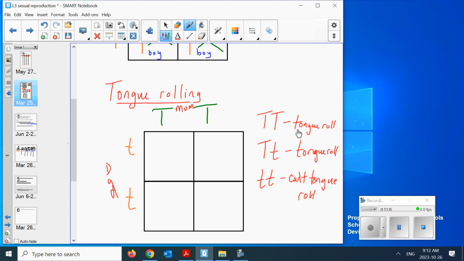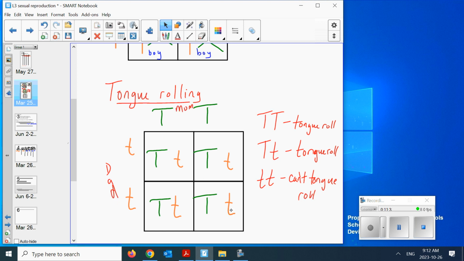In this particular case, the only thing mom can donate is a big T. I'm going to say, okay, big T for this, now combine with a little t from dad. Big T for this, little t from dad. Vice versa. You see how this is organized, right? Fairly simple.